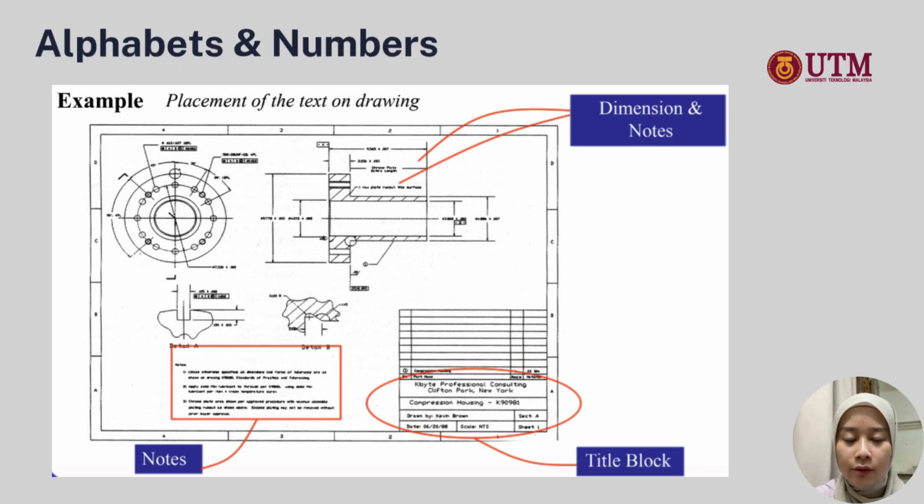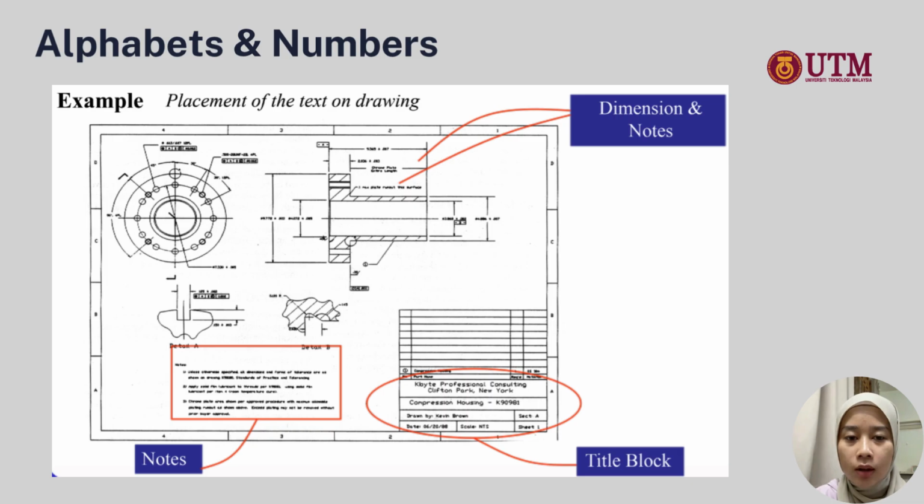In AutoCAD, alphabets and numbers are mainly used for clear communication in drawings, especially in dimensions, notes, and the title block. First, for dimensions, numbers are used to show the exact measurement of objects such as length, width, and diameter. This must be accurate and easy to read. Next, in notes, alphabets are used to provide additional information or instructions such as material type, surface finish, and special requirements. The text should be clear and consistent.